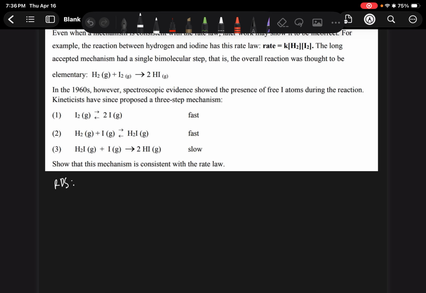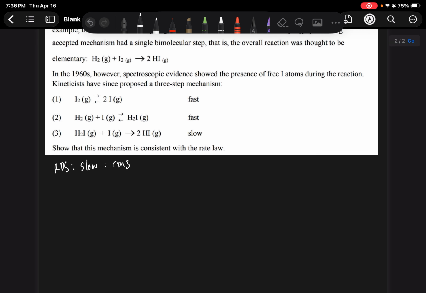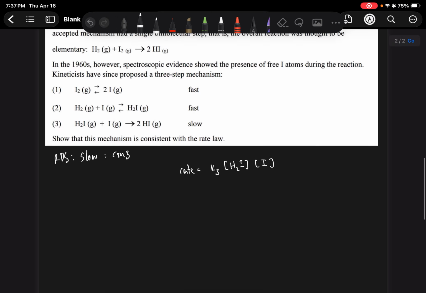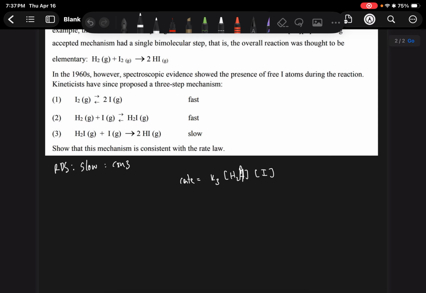So RDS, that's the rate determining step. What is that going to be? That's going to be the slow step. And in that case, it'll be reaction 3. So we're going to write out the rate law for reaction 3. Rate equals K3, remember reactants. There we are.